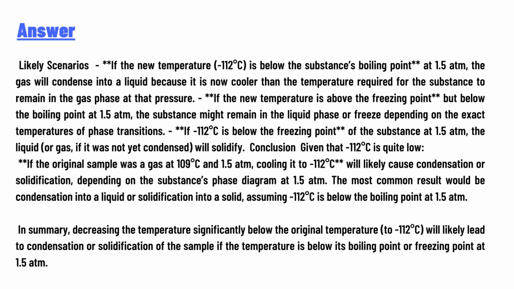Depending on the substance's phase diagram at 1.5 atm, the most common result would be condensation into a liquid or solidification into a solid, assuming minus 112 degrees Celsius is below the boiling point at 1.5 atm. In summary, decreasing the temperature significantly below the original temperature to minus 112 degrees Celsius will likely lead to condensation or solidification of the sample if the temperature is below its boiling point or freezing point at 1.5 atm.